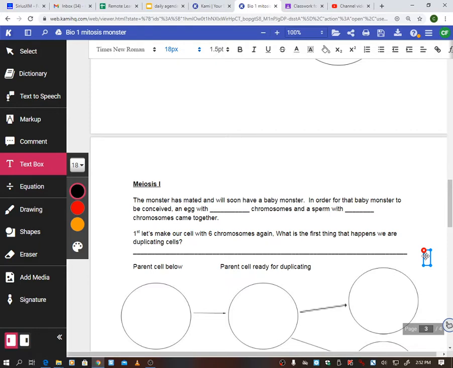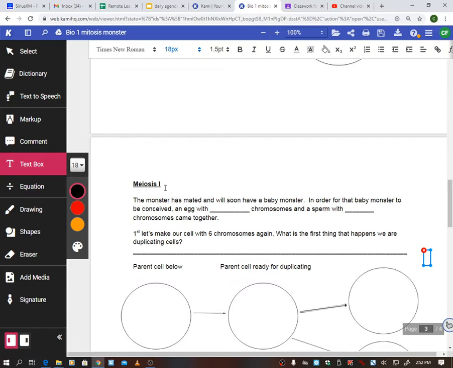Then once it hits mitosis, after interphase, it starts mitosis and it goes through PMAT. And at telophase, you're turning into two cells. We go through something called cytokinesis, where the cytoplasm splits. And that's where we ended.